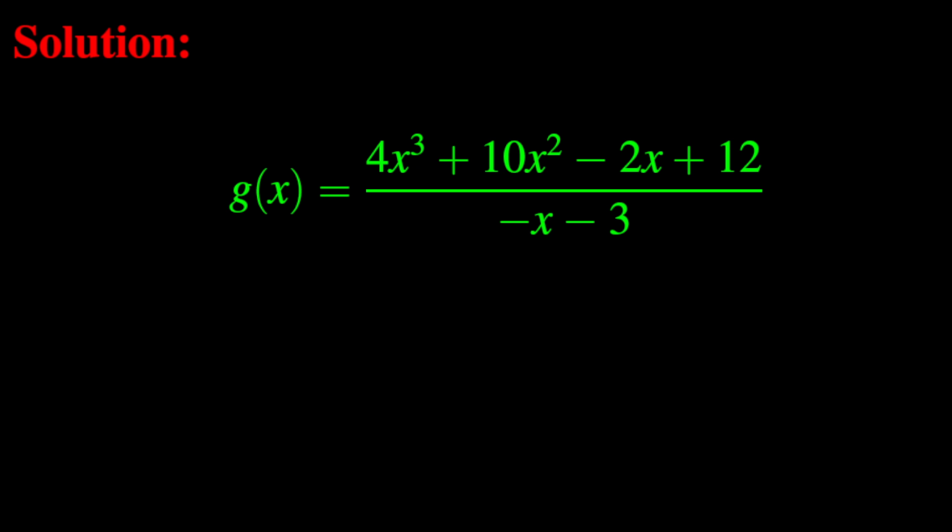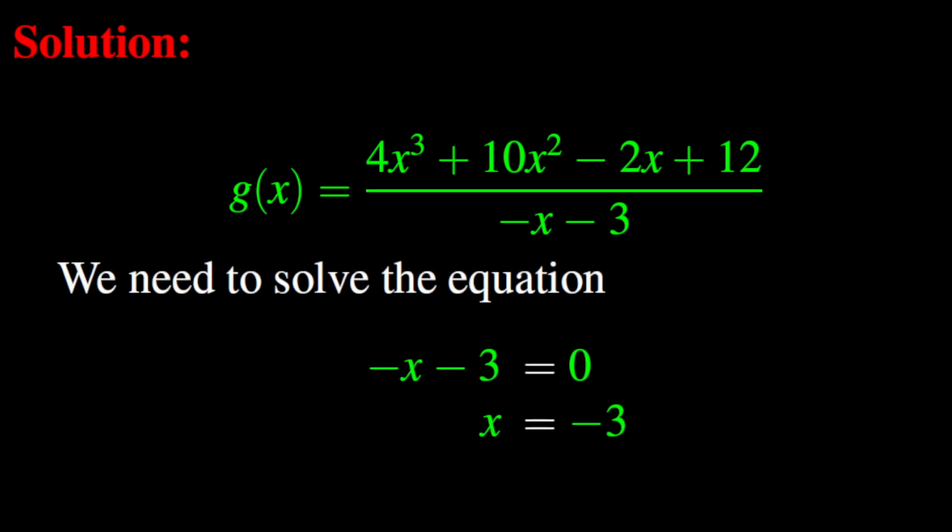So we first have to identify points where the denominator of g of x is equal to 0. We need to solve the equation negative x minus 3 is equal to 0. We obviously see that the only solution of this equation is when x equals negative 3. Therefore, this means that the function g of x is discontinuous at x equals negative 3.